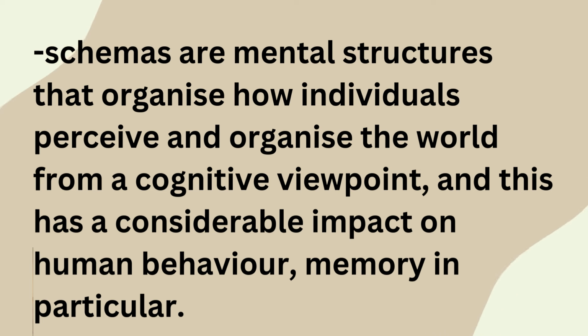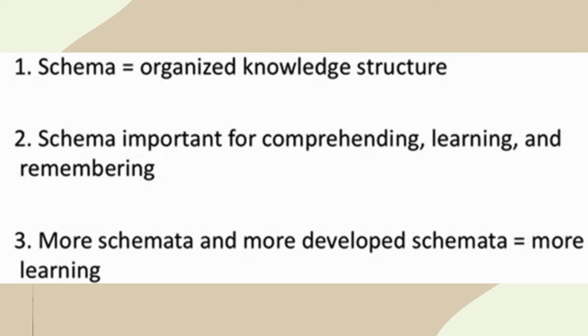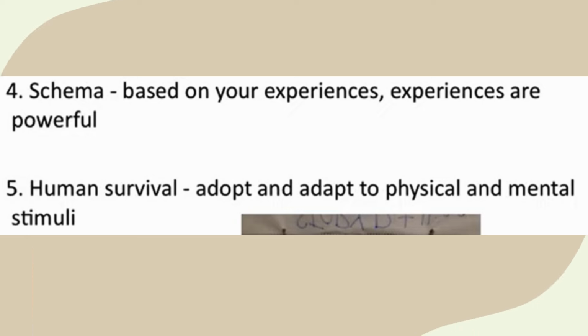So we know what schema is, that it is an organized knowledge structure, and it is also important for comprehending, learning, and remembering. More schemata and more developed schemata means more learning. So the more that you see around you, the more you are able to comprehend it, the better you are able to learn. So this is what schema is. Schema is also based on your experiences, and experiences are very powerful. Human survival depends on adopting and adapting to physical and mental stimuli.